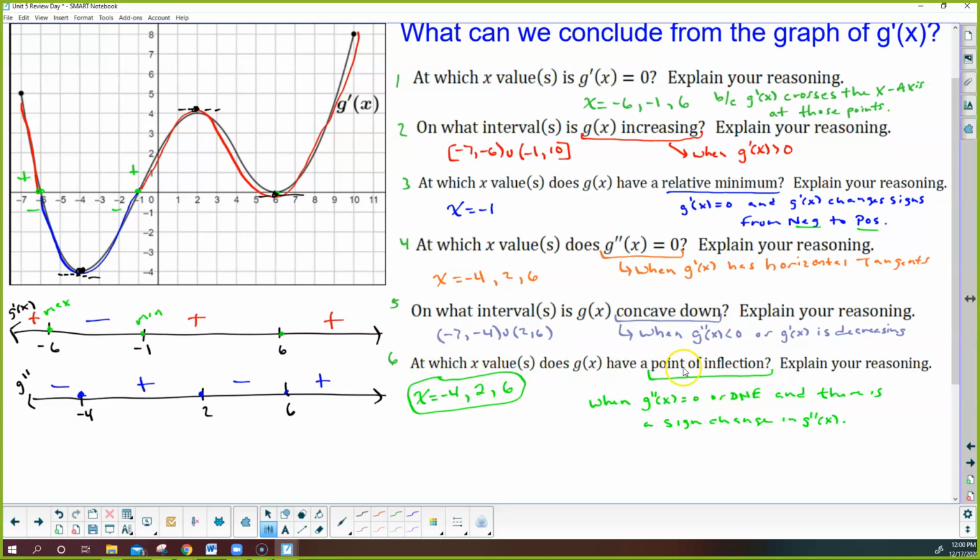And then the last one, where are there points of inflection? Points of inflection occur when the second derivative is equal to 0 or does not exist. In this case, we don't have to worry about any does not exist because this graph doesn't have any corners or cusps. But there also has to be a sign change in the second derivative. So notice at 4, our slopes were decreasing and then increasing, so there's a change in sign. And then at 2, we went from increasing slopes to decreasing slopes, so there's a change in sign. I went from concave down to concave up, and then from concave up to concave down, and concave down to concave up.